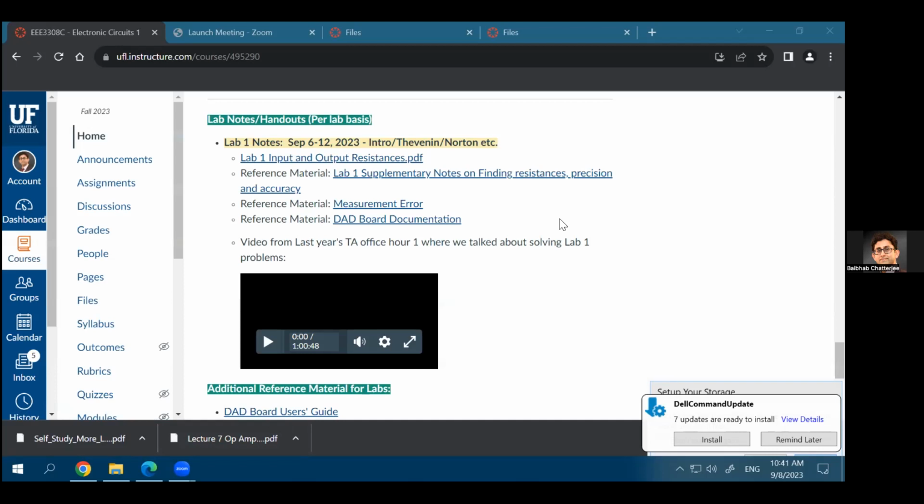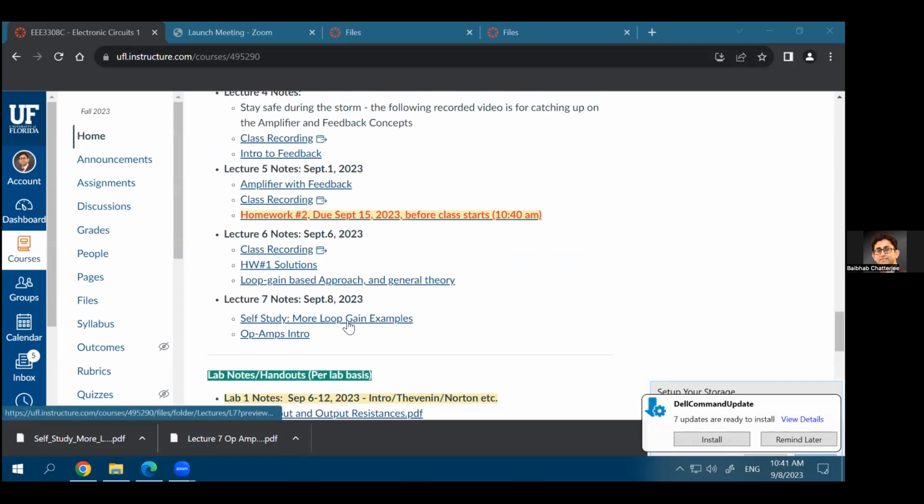Now, for today's lecture, we are going to discuss a few more loop gain examples, but keep in mind that I'll probably go through one or two, which should get you started on how to analyze some of these loop gain based examples, but the rest of it will be self-study. There are a few, like 3 or 4 pages of examples. Just go through them to practice more about how to solve these loop gain problems.